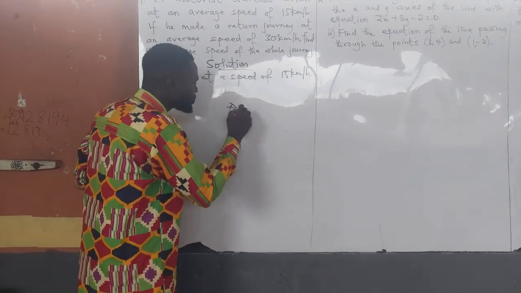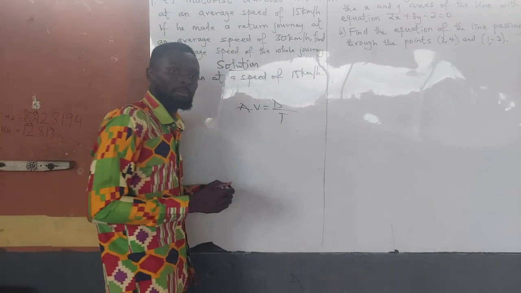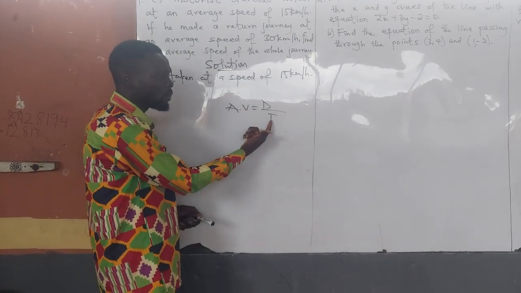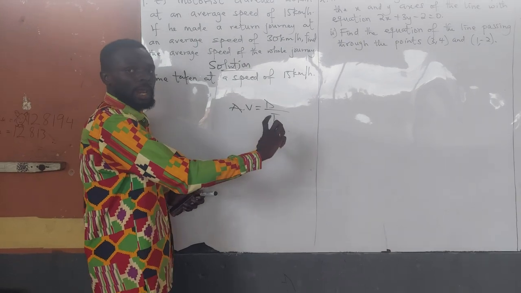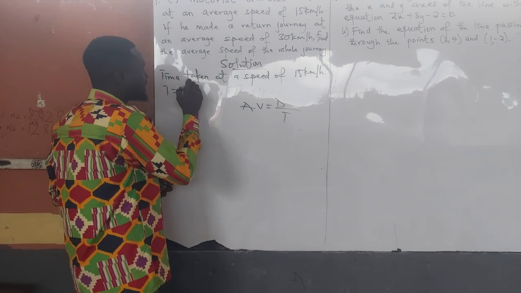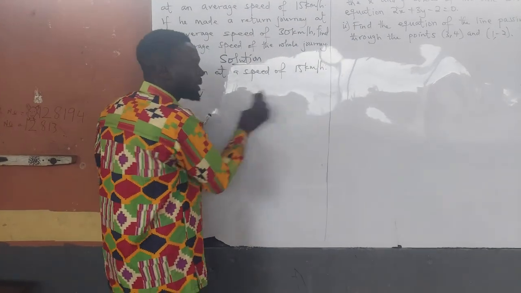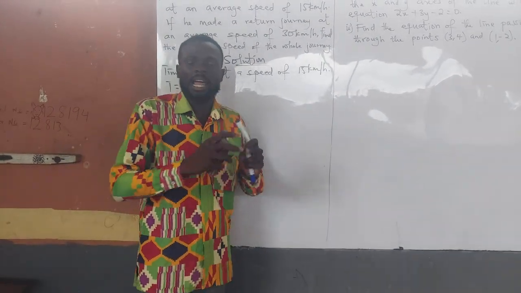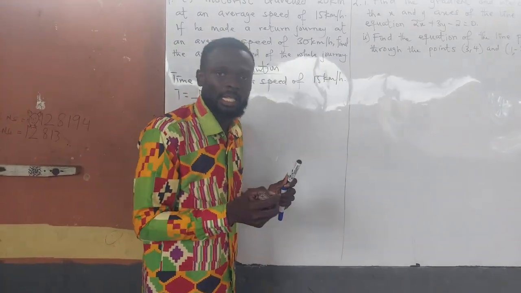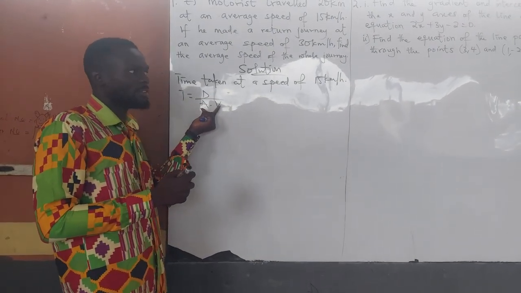Now, if I want average speed, I know that average speed is distance divided by time. So distance over time is the average speed. If I want time, I will just cross multiply, and you will notice that the time is going to be the distance over average speed. So there's no need to keep the other formulas. Just keep the main one, that is, average speed is distance over time. If I want time, I make t the subject, and that gives the time as distance over the average speed.